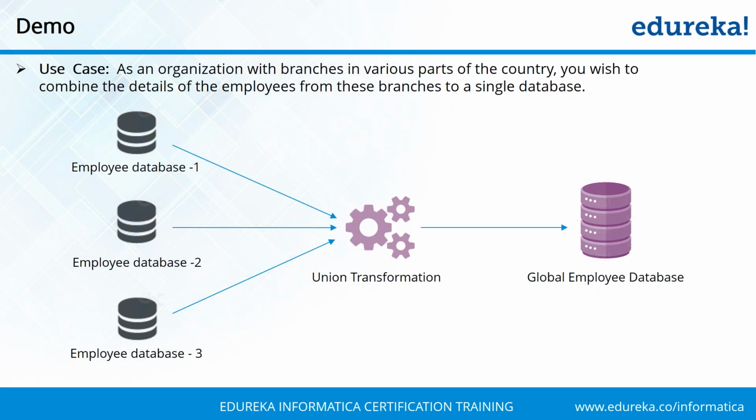To do this, we're going to be using the union transformation. We'll be taking the details of the employees from 3 different sites, and we'll use the union transformation to join these details. Let me show you how it's done.